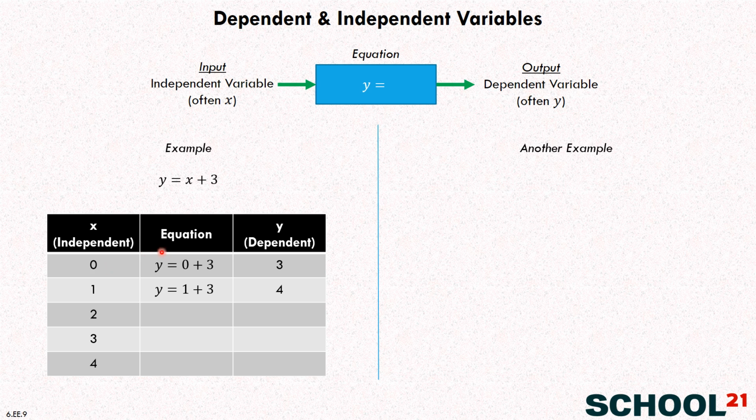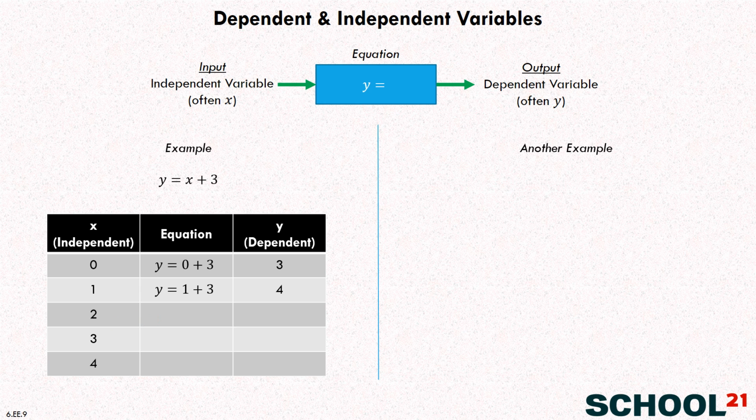We put 0 in for x, so instead of y equals x plus 3, we write y equals 0 plus 3. And 0 plus 3 is 3, so y equals 3. Does that make sense? Yeah. You can see here when x equals 1, we write y equals 1 plus 3, and so y equals 4. Okay, let's just do the next couple of rows.